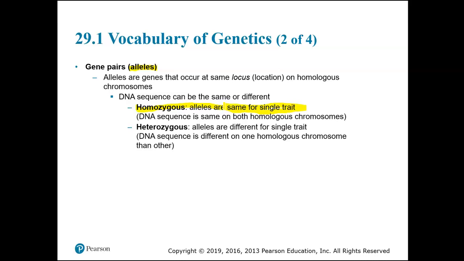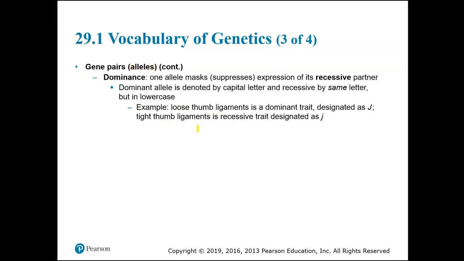But if you are heterozygous, that would be like if one parent gave you the hitchhiker's thumb and the other one gave you the straight thumb allele. Heterozygous means the alleles that you got from your parents are different for that same trait. Okay, so homozygous, the alleles for a trait are the same from both parents. Heterozygous, they're different. Now, these terms you need to know as well.